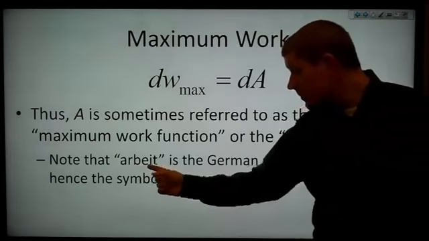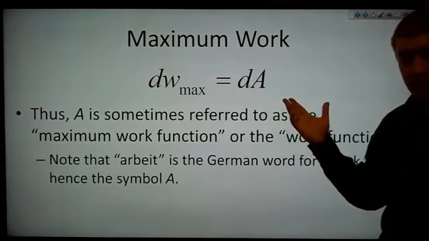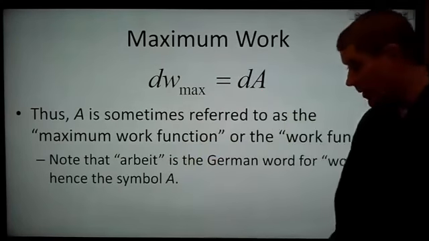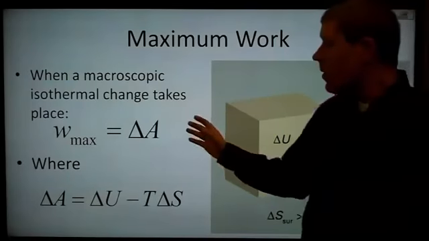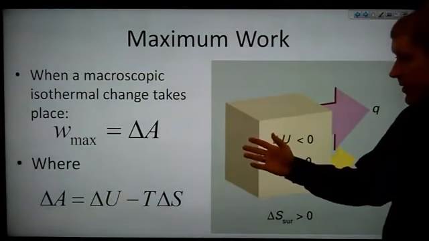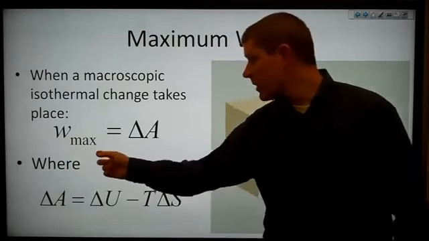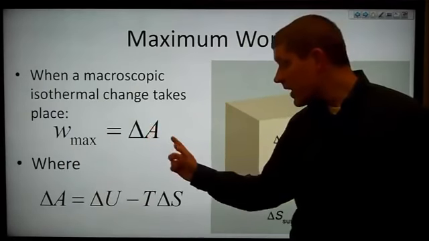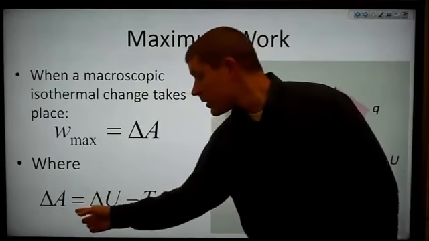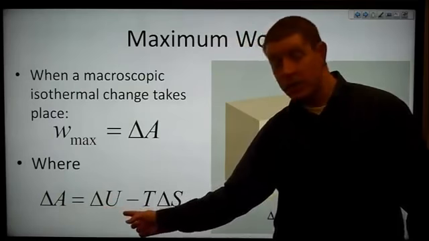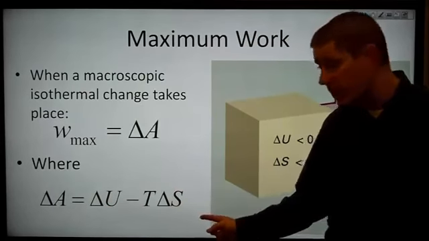Note that Arbeit is the German word for work, and that's where this symbol A is coming from, right? From that German word for work. Okay, so when a macroscopic isothermal change takes place, then the maximum total amount of work that can be done is equal to delta A, the change in Helmholtz energy, where the change in Helmholtz energy is equal to the change in internal energy minus temperature times a macroscopic change in entropy.